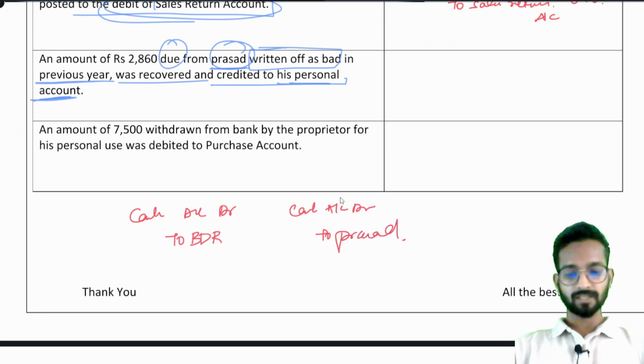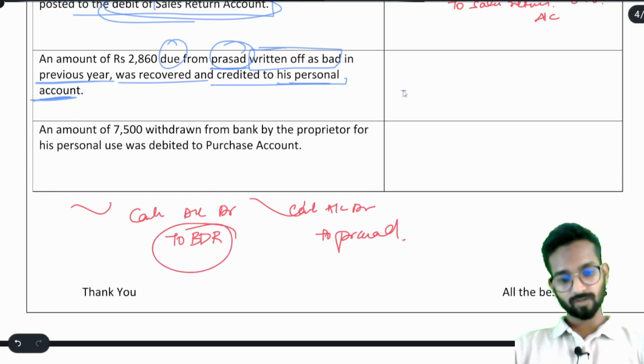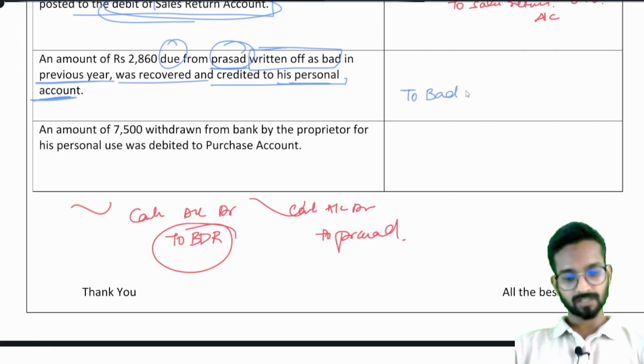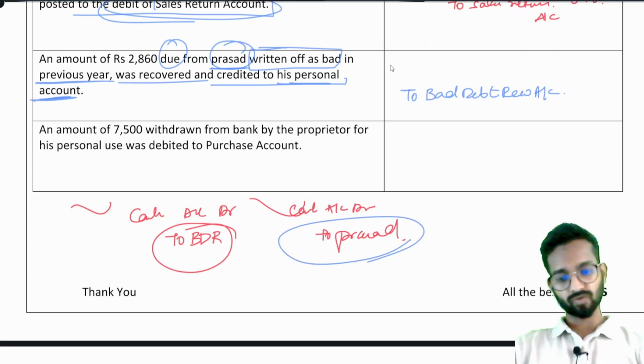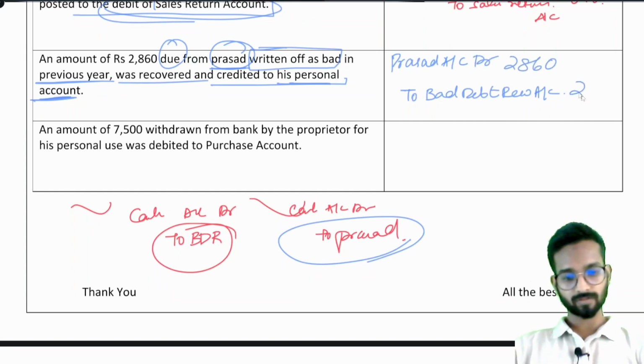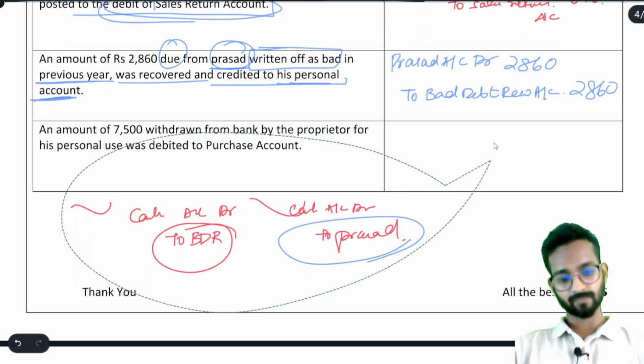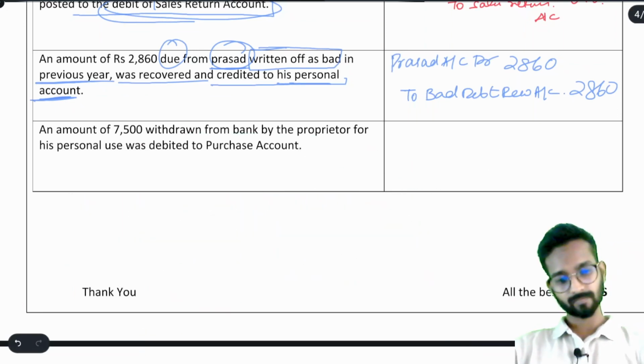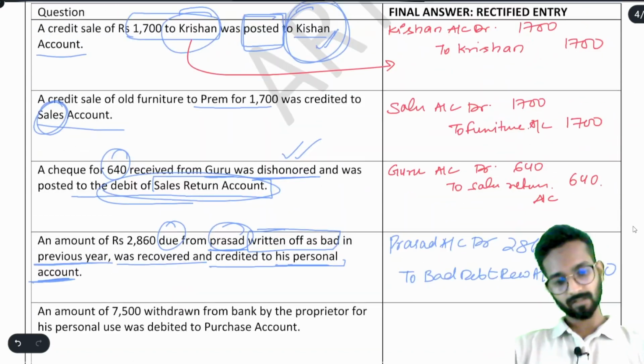That is wrong. See, cash account is correct. I was supposed to write to bad debt recovered. So I will write here to bad debt recovered. This I was supposed to write to bad debt recovered. By mistake I wrote to Prasad. So I will write here Prasad account debit 2860. Simple enough. Now see, I will just clear it.